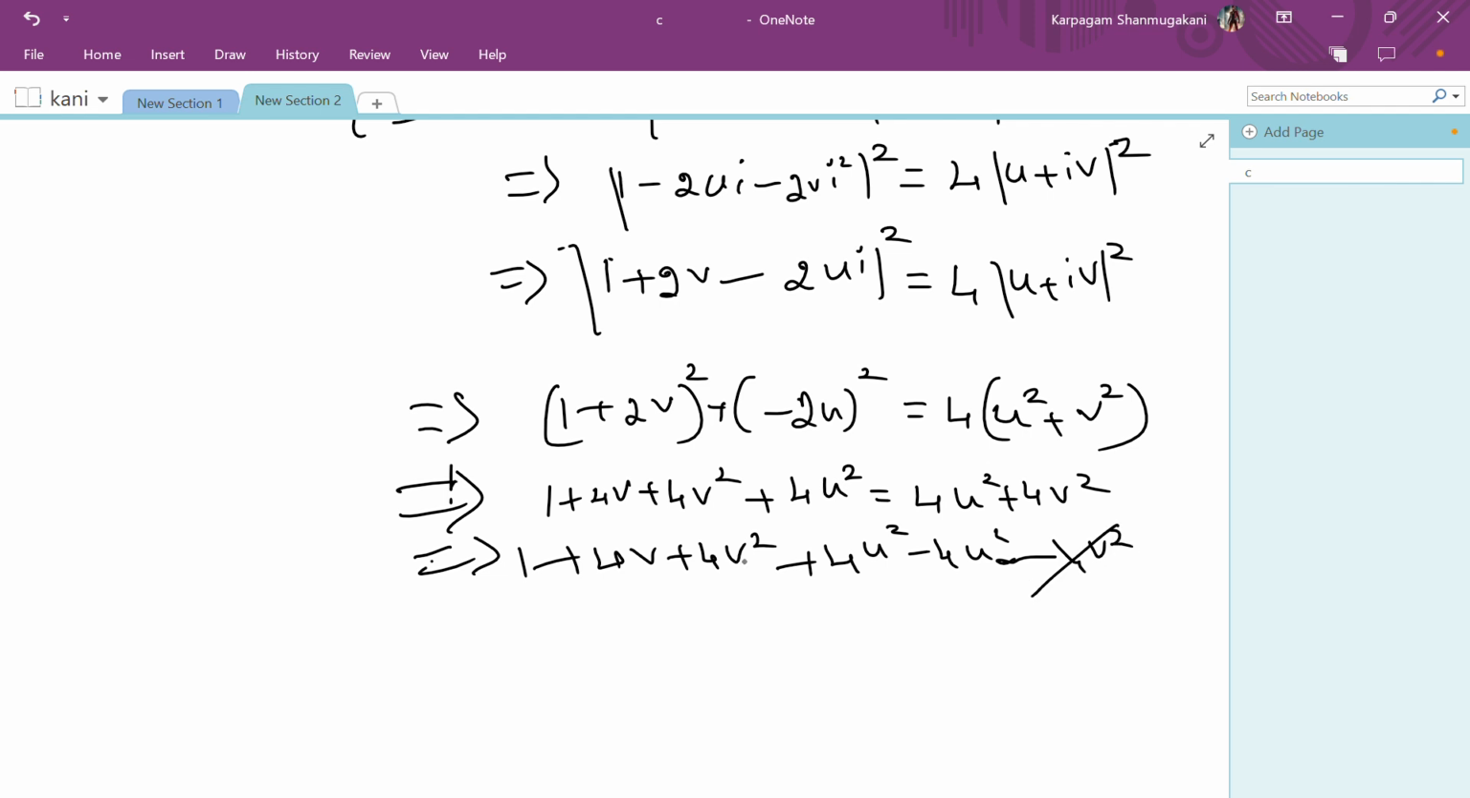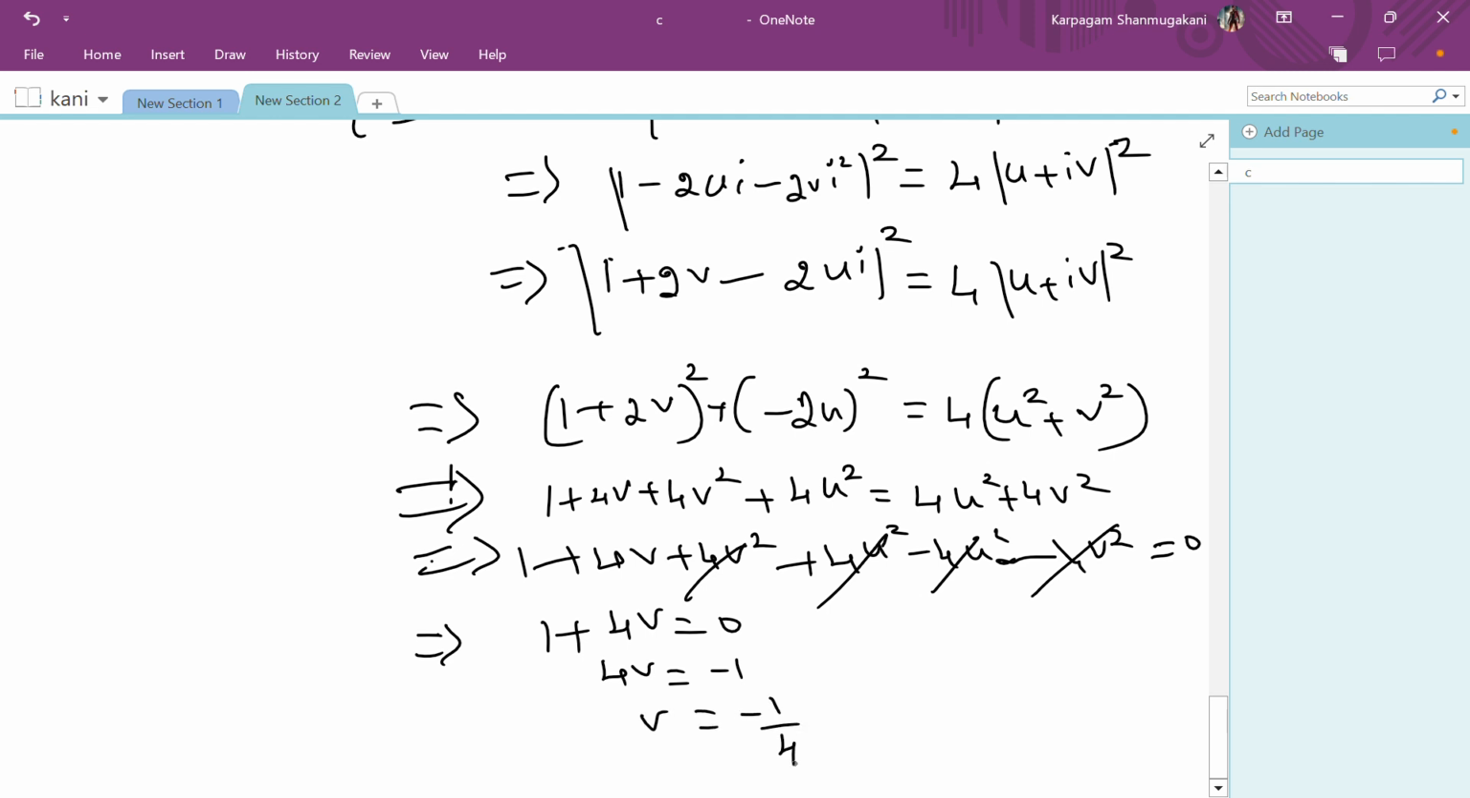Minus 4v square plus 4v square get cancelled. Minus 4u square plus 4u square get cancelled. So what is the remaining part after cancellation? We have 1 plus 4v equal to 0. So 4v equal to minus 1. v equal to minus 1 by 4.